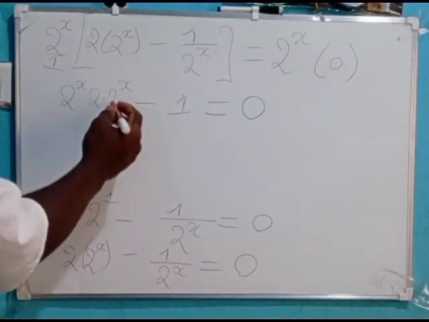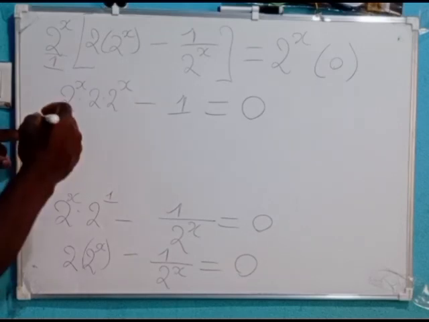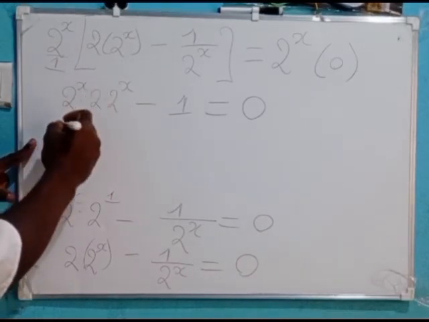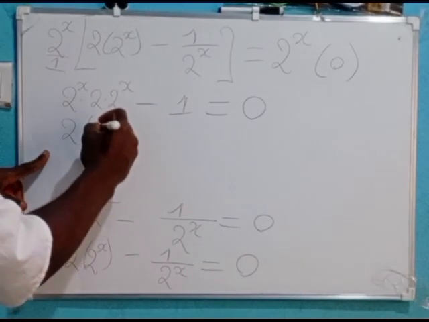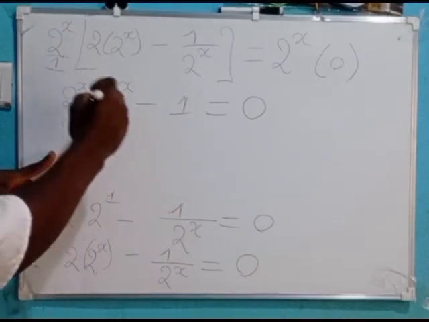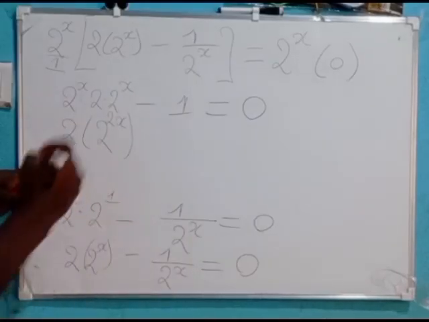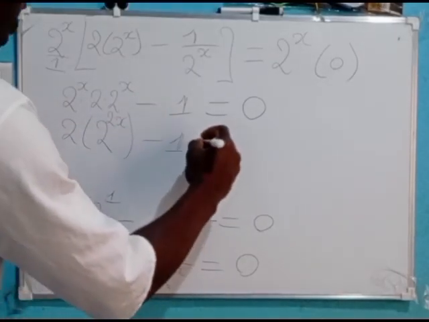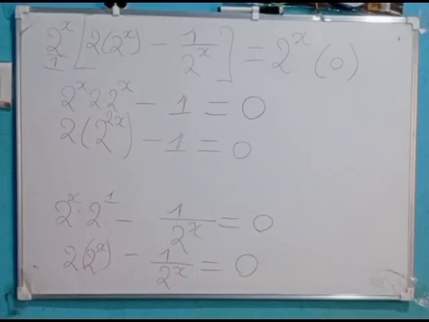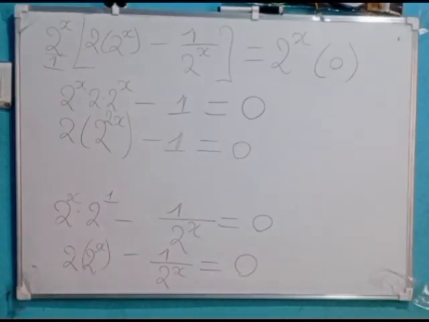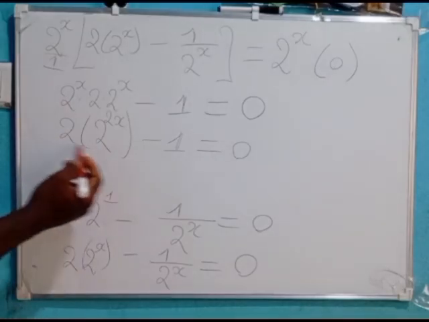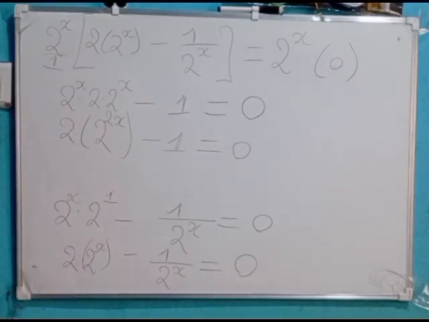Here, 2 raised to the power x times 2 raised to the power x. This will simply give us, bring out this 2 times 2 raised to the power, we are going to add the powers, x plus x gives us 2x, minus 1 is equal to 0. At this level, we need to eliminate this 2 in front of 2 raised to the power x. And the only way we can eliminate this 2 is to divide all through by 2.